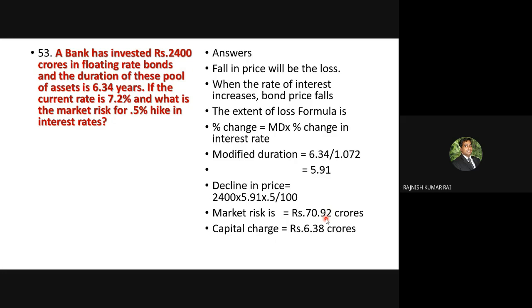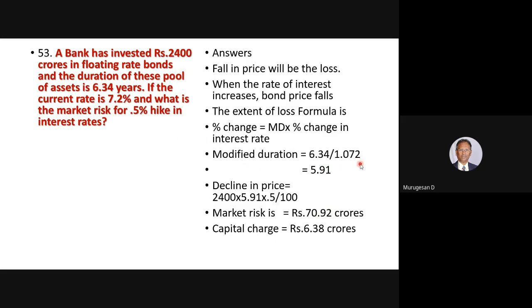Sir, in this modified duration, how did you calculate this 1.072? Note down the formula: MD is D divided by 1 plus R. The duration is given, 6.34. But to apply the formula, you want MD, so from duration you have to calculate MD. How to calculate MD? 6.34 divided by 1 plus R. What is R? 7.2, so 1.072.